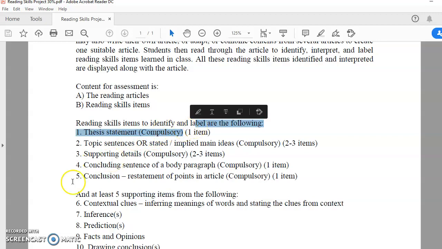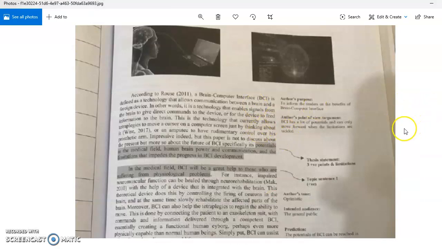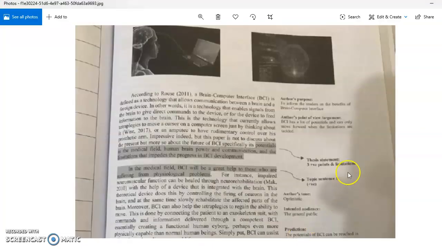As for the compulsory ones, there are 5 items. I believe I have mentioned these in all classes, but if I missed your class, I'm sorry. As for the compulsory items, all of them need to be highlighted because obviously they are there, right? For example, the first one is the thesis statement, and the second one, topic sentences.